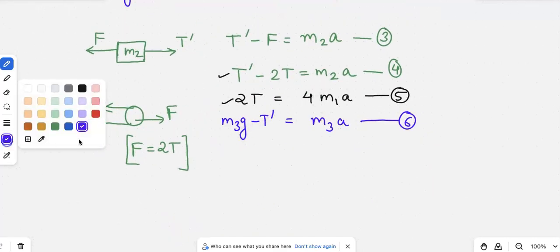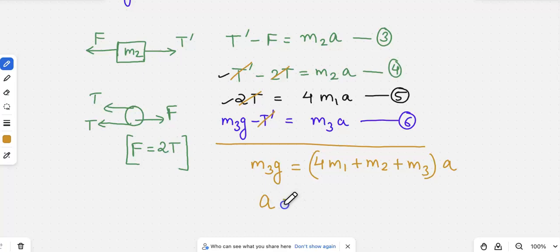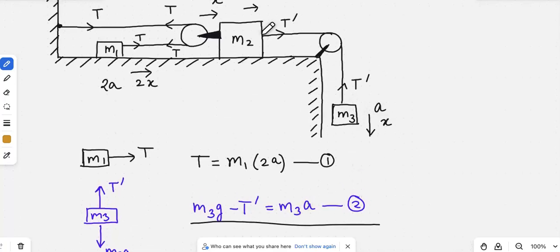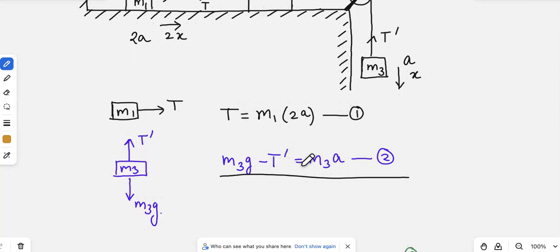So let me add all these equations. If I add this, T dash and T dash will get cancelled, 2T and 2T will get cancelled. We will have m3g is equal to (4m1 plus m2 plus m3) times a. So the acceleration will become m3g upon (4m1 plus m2 plus m3). This is the acceleration a. Okay, that acceleration is of this block m3 and m2, and if you multiply it by 2 you will get m1's acceleration, right?